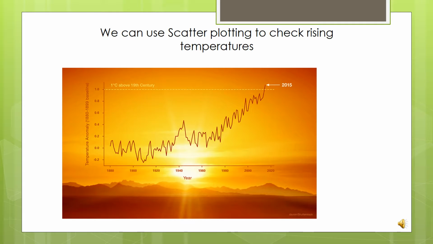Imagine a line drawn through this somewhere near the center of all the squiggly parts. You could actually do a pretty good scatter plot and tell whether you have a positive or negative rise in temperatures.